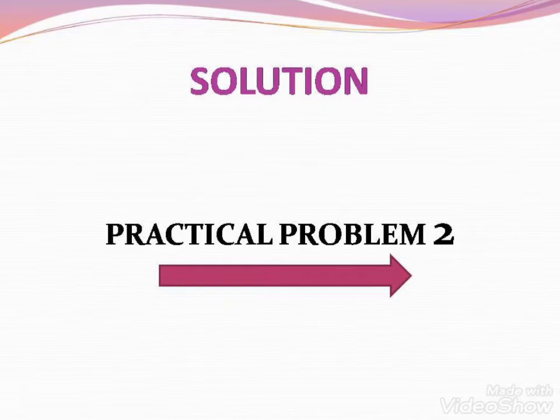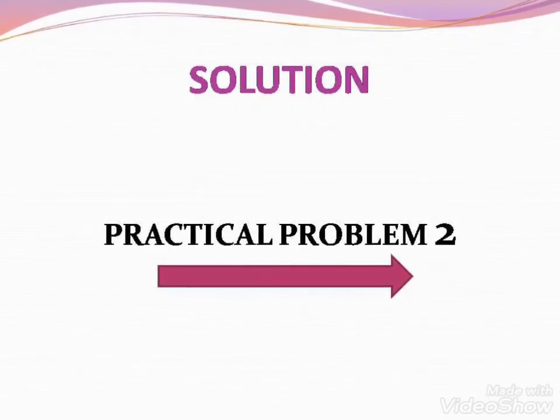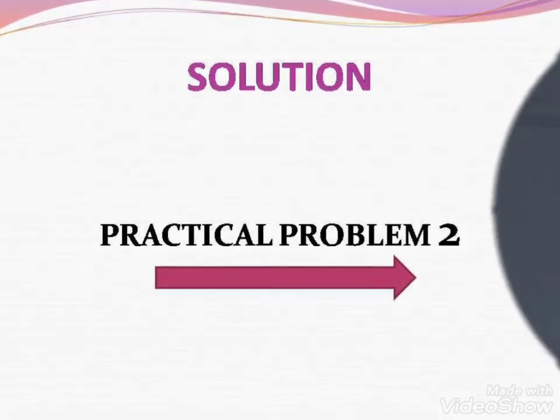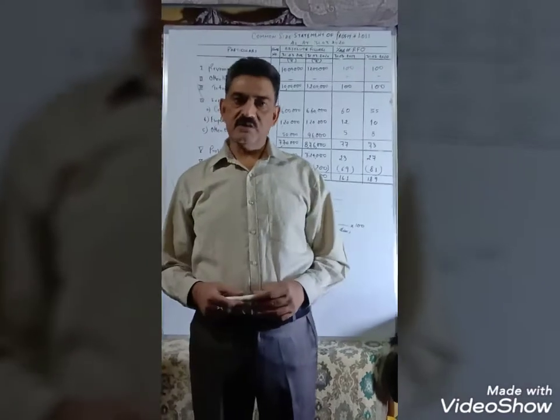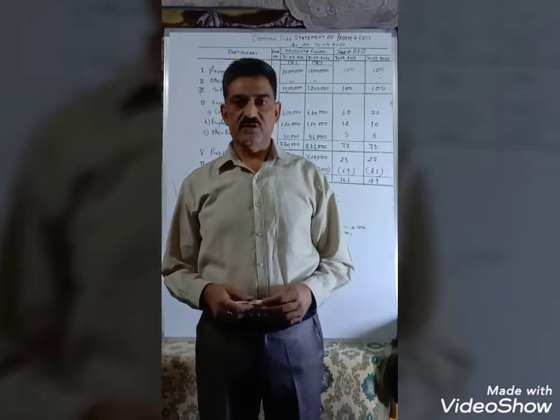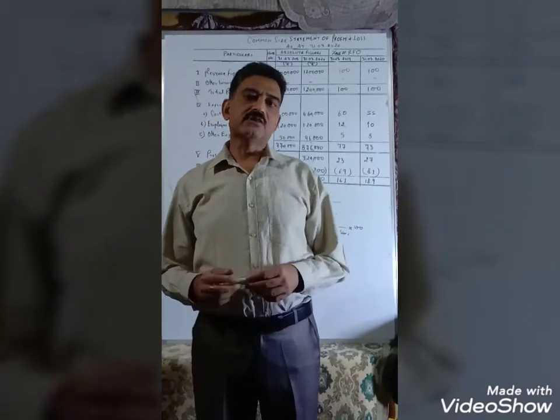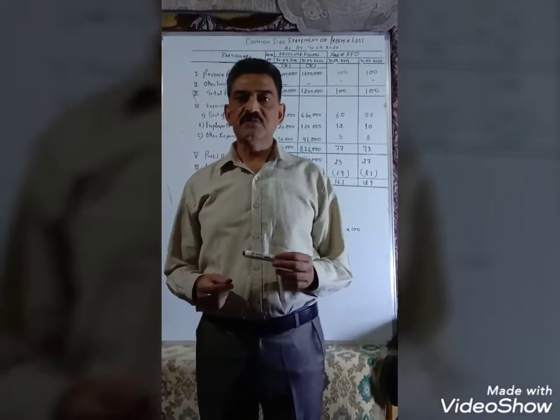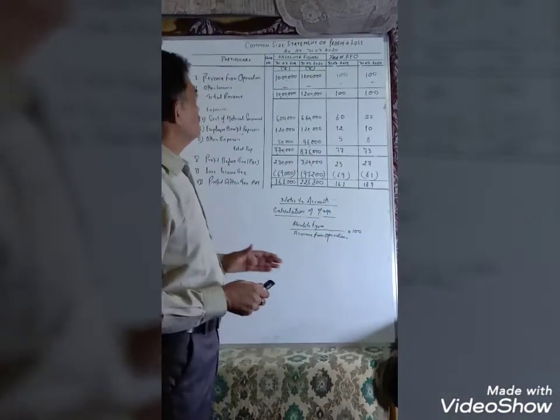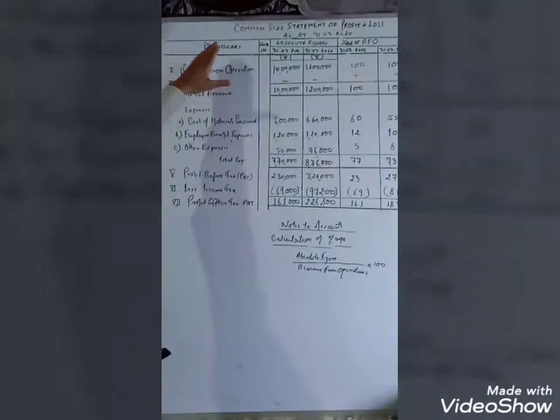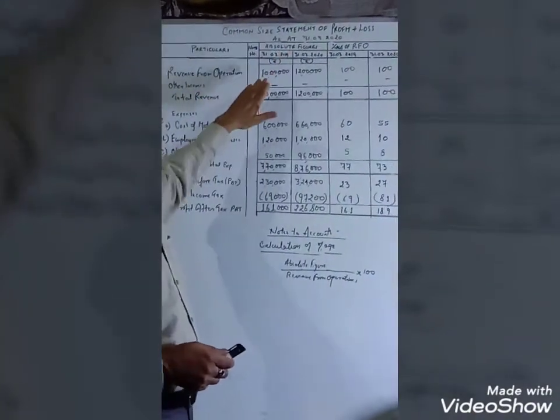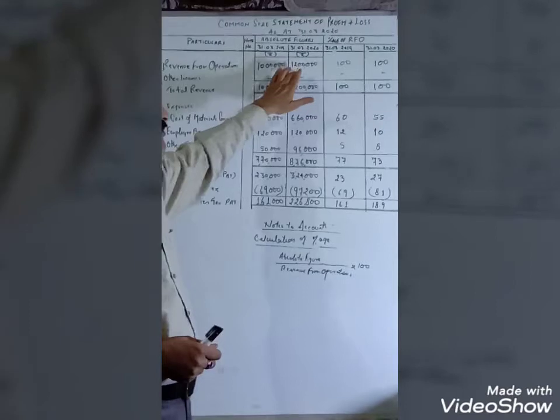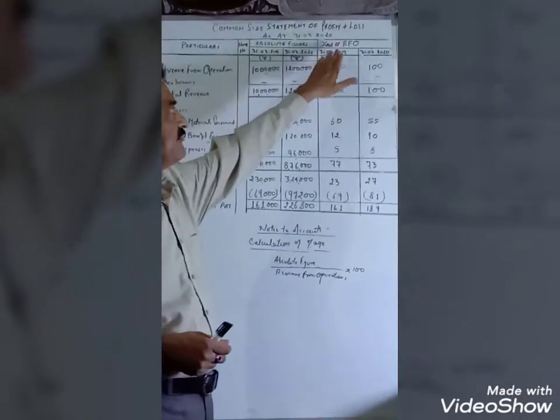And here is the solution for practical problem 2, preparation of common size statement of profit and loss. The format for the common size statement of profit and loss will be the same as we prepared in case of common size balance sheet, consisting of columns: particulars, note number, absolute figures for both the years, that is for the previous year and current year, in this case 2019 and 2020, and percentage of revenue from operations.